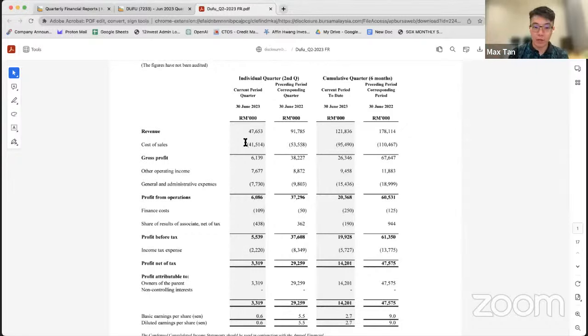That is because it involves the fixed cost of the company. In every company, there's a component called fixed cost and variable cost.